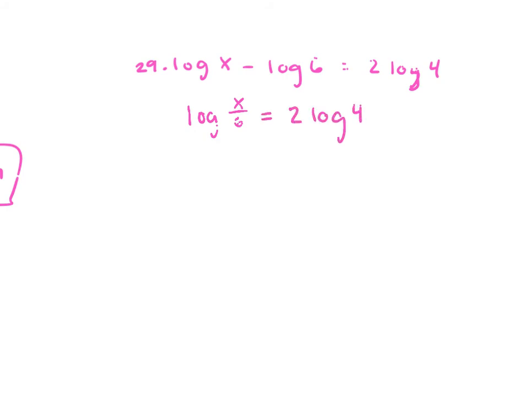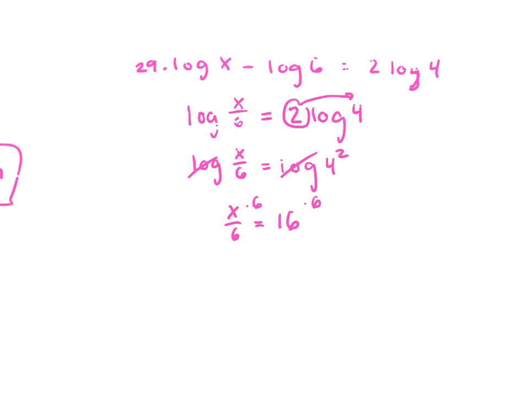Can we condense the right side too? So we just bring the 2 to the top. So log of x over 6 is equal to log 4 squared. Now if we have a log on one side and a log on the other side, what happens? They cancel. So x over 6 is equal to 4 squared, which is 16. So then we multiply both sides by 6. Sixteen times 6 is 96. Right? Yep. So our answer here is 96.